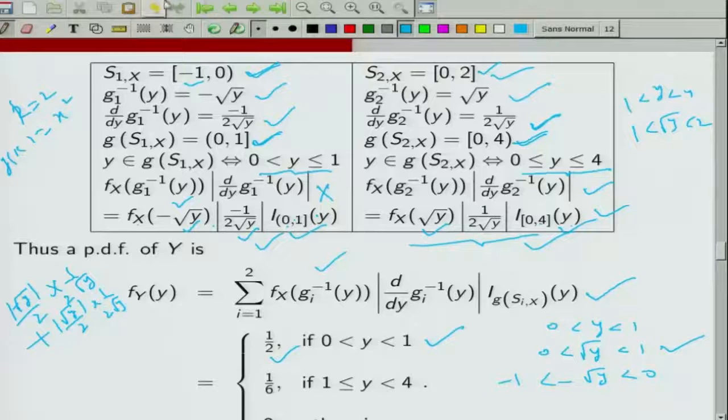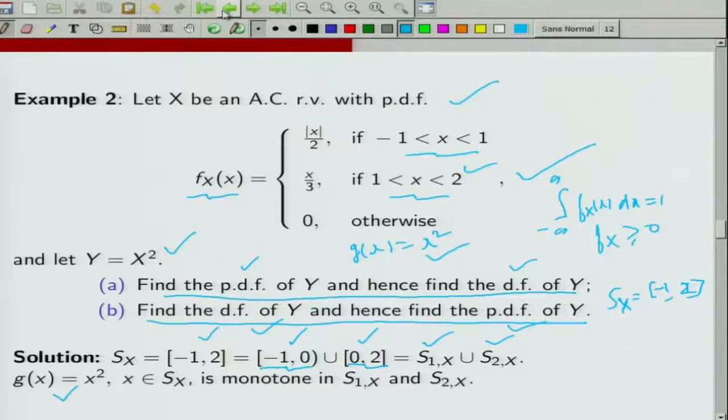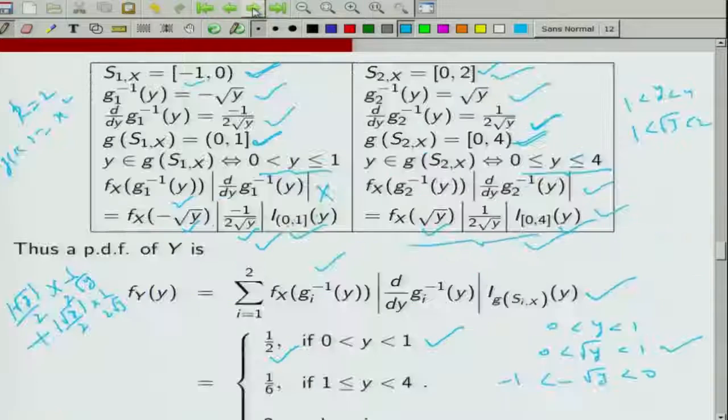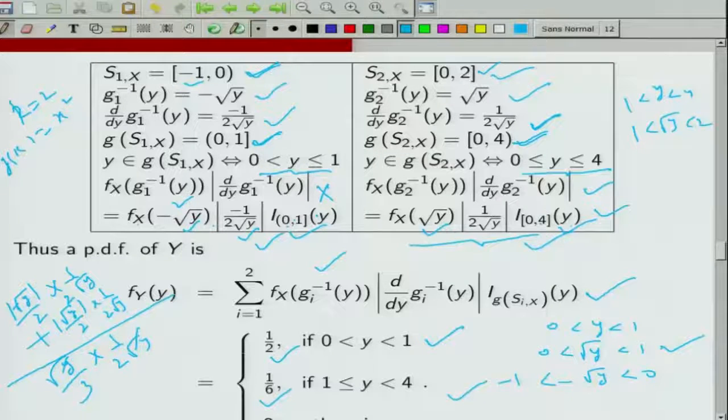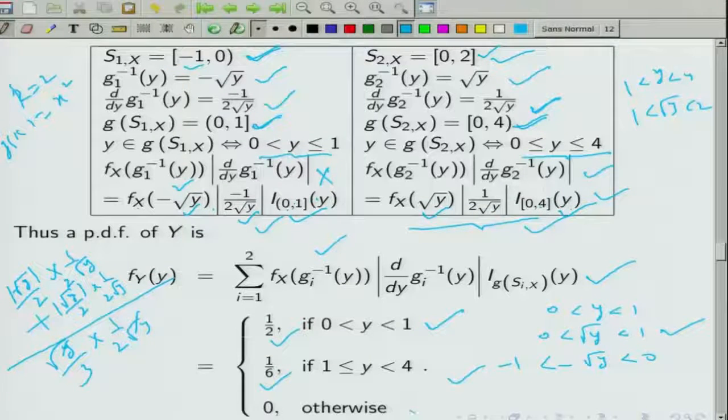So let us go back. When the argument is between 1 to 2, fX is argument divided by 3. So this would be the same as argument divided by 3, which would be the same as root y divided by 3 into 1 by 2 root y. So root y gets cancelled and you are left with 1 by 6. So it is this. And at all other points the PDF is 0. So you have got the PDF of y.